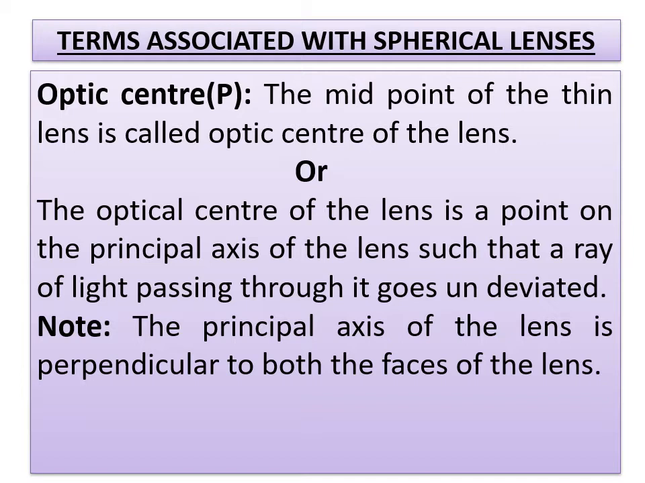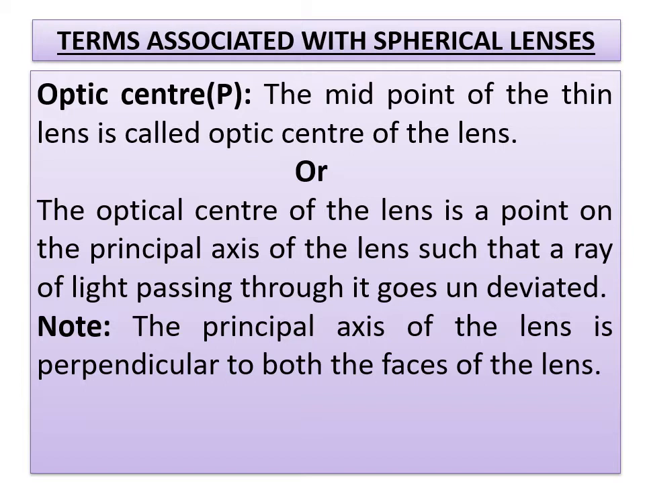Now, optic center or optical center, it is represented with P, you have to remember. So, in two ways we can represent the definitions. The midpoint of a thin lens is called the optic center of the lens. The optical center of a lens is a point on the principal axis of the lens such that a ray of light passing through it goes undeviated. This is one of the rules. That time you have to recollect this point.